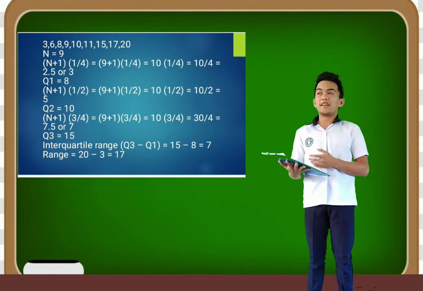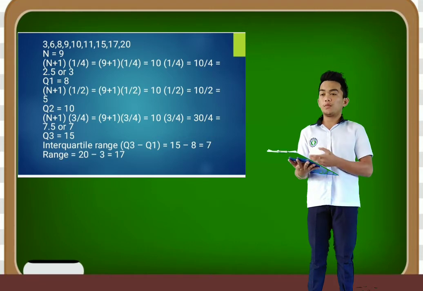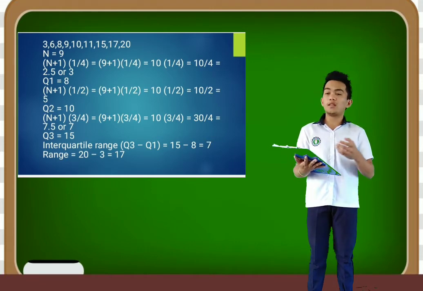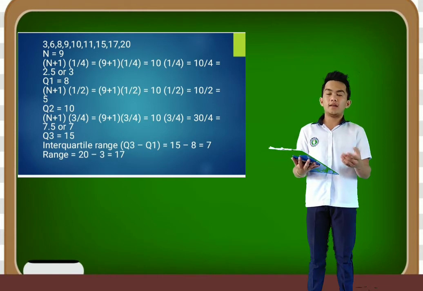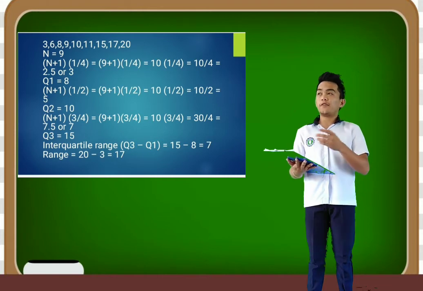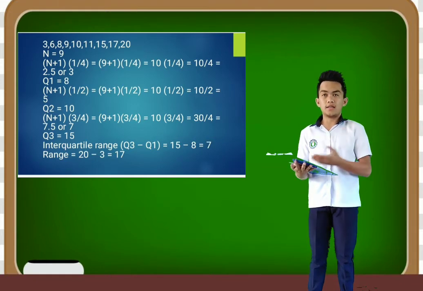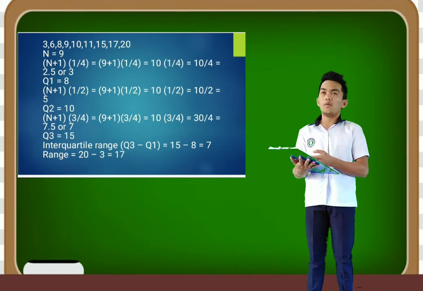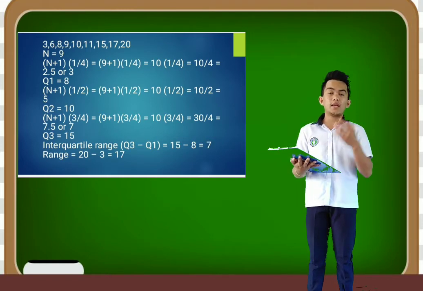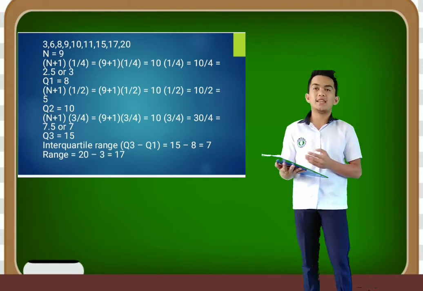Interquartile range is the difference between Q3 and Q1, where Q3 here is equal to 15 and Q1 here is equal to 8. So 15 minus 8 is equal to 7. Our range is the difference between the highest number of a dataset and the lowest number of a dataset. So the highest number of our dataset is equal to 20 and the lowest number of the dataset is equal to 3. So 20 minus 3 is equal to 17.